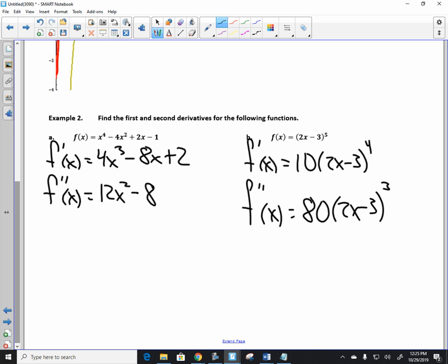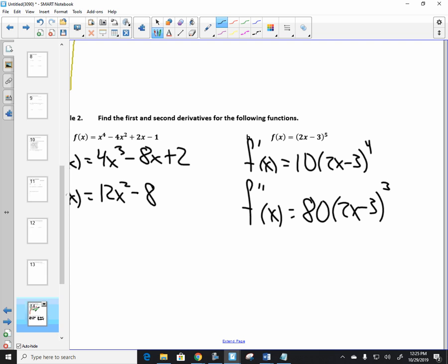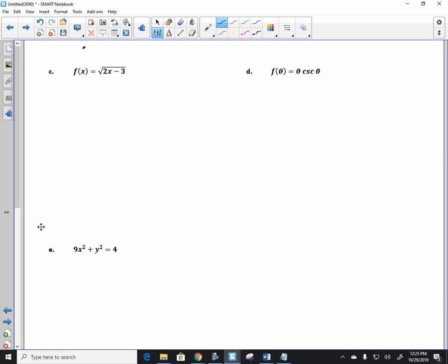If you want to make the boxes, make the boxes. But there comes a point where I say, let's just take the derivative of the inside times the derivative of the outside with the inside left alone. And we roll. Flip it. Square root of 2x minus 3. I'm going to set up the boxes.